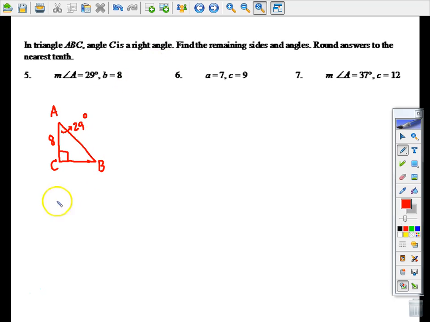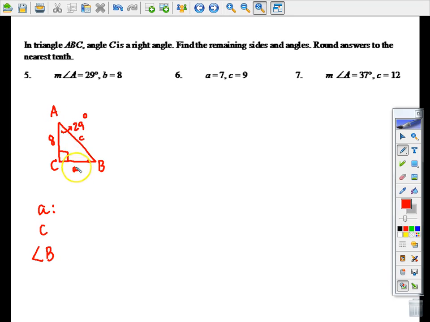So we're supposed to find side A, which is here, side C, which is here, and angle B. All right, so let's see if we can come up with these answers. Let's start with side A. How would we go about finding this side?